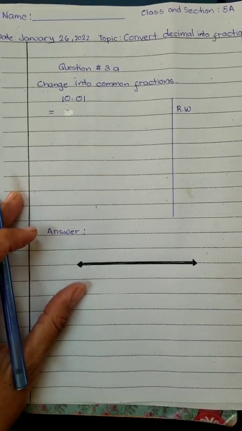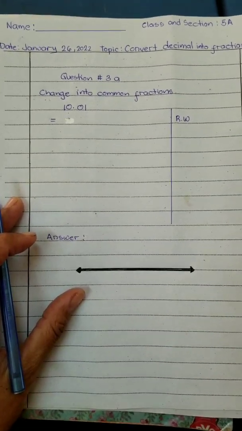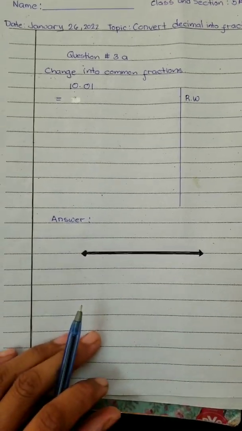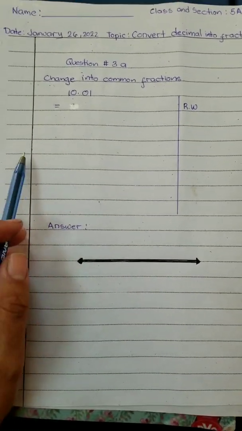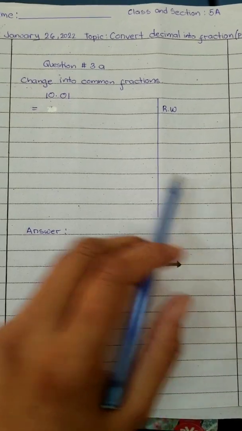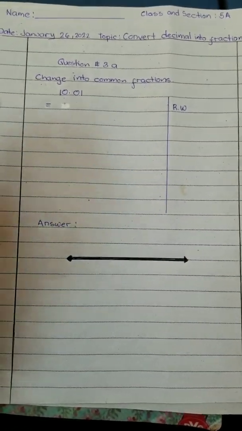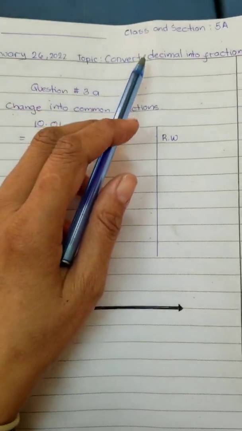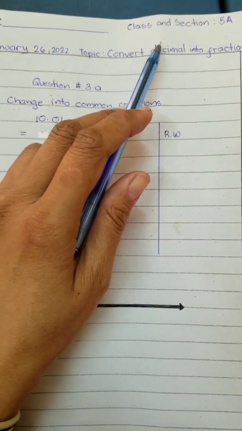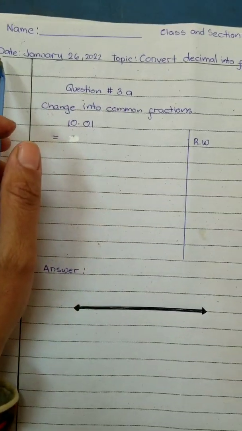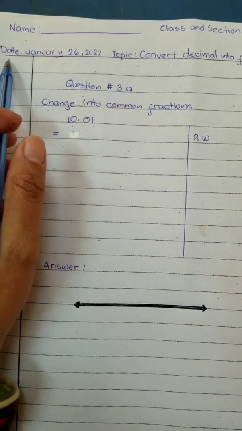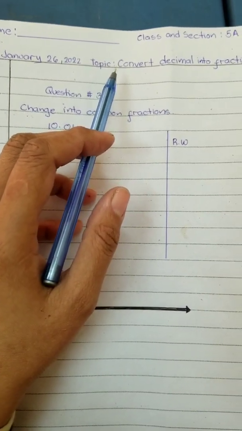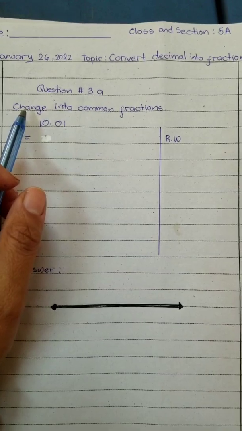Before we start our lesson, I just want to show first the format that you're going to use for the homework. First, you have to use a clean sheet of paper like this, and then draw a margin line on both sides of your page. On top, write your name and then your class and section, like 5A. Below, write the date and also the topic, like for example, convert decimal into fraction, page 66.